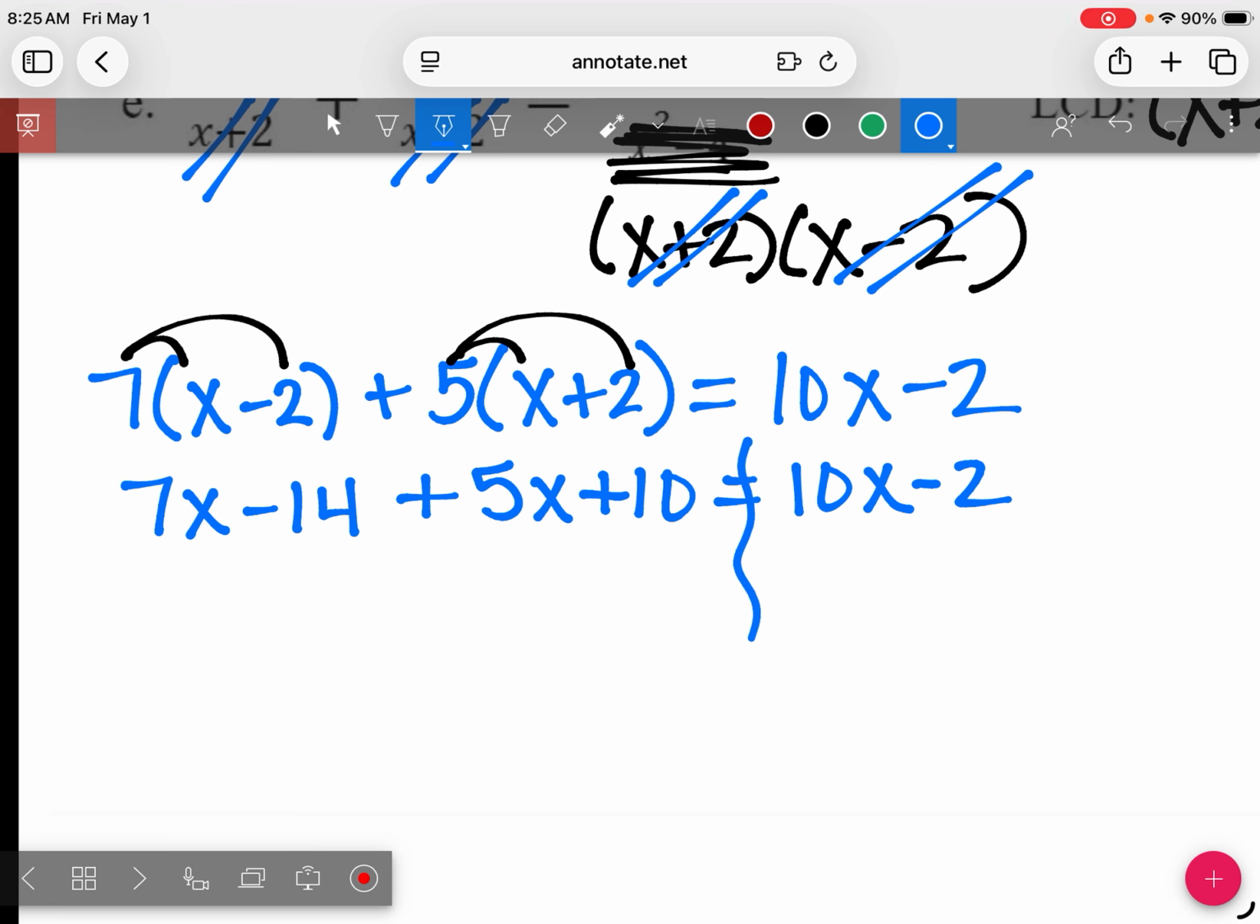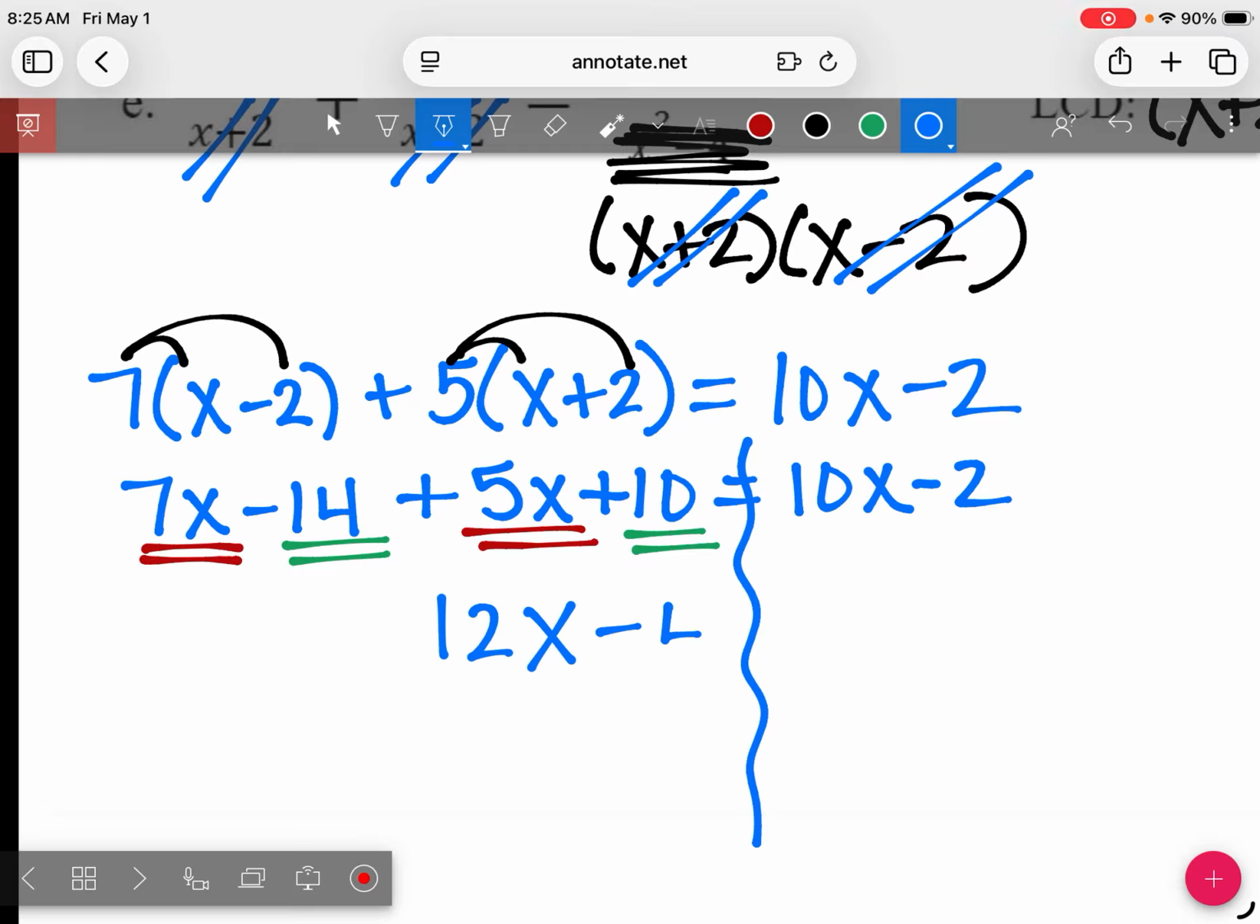So on the left side, you can see we have like terms. 7x and 5x are like terms. We can add those together. Negative 14 and 10 are like terms. We can add those together. So 7x plus 5x is 12x. Negative 14 plus 10 is negative 4.